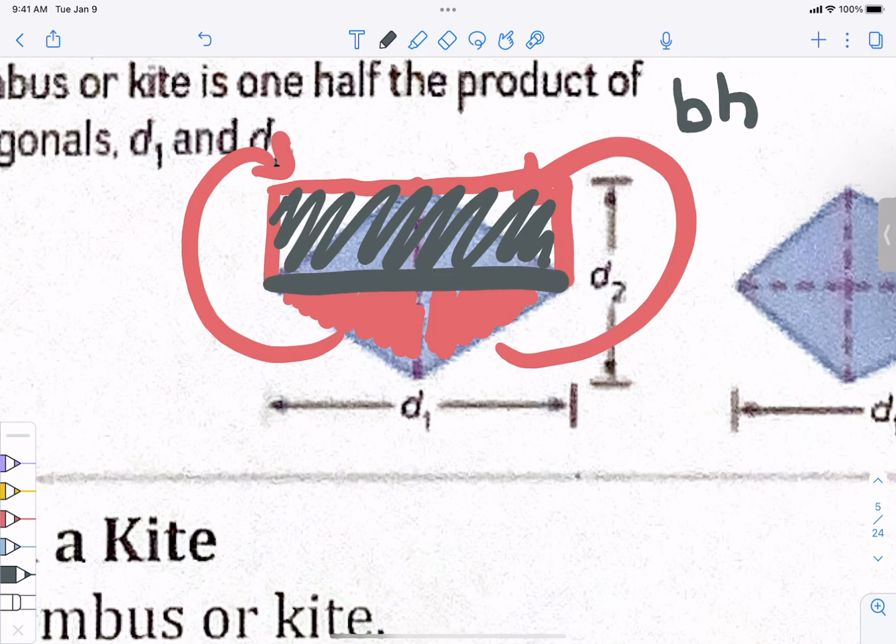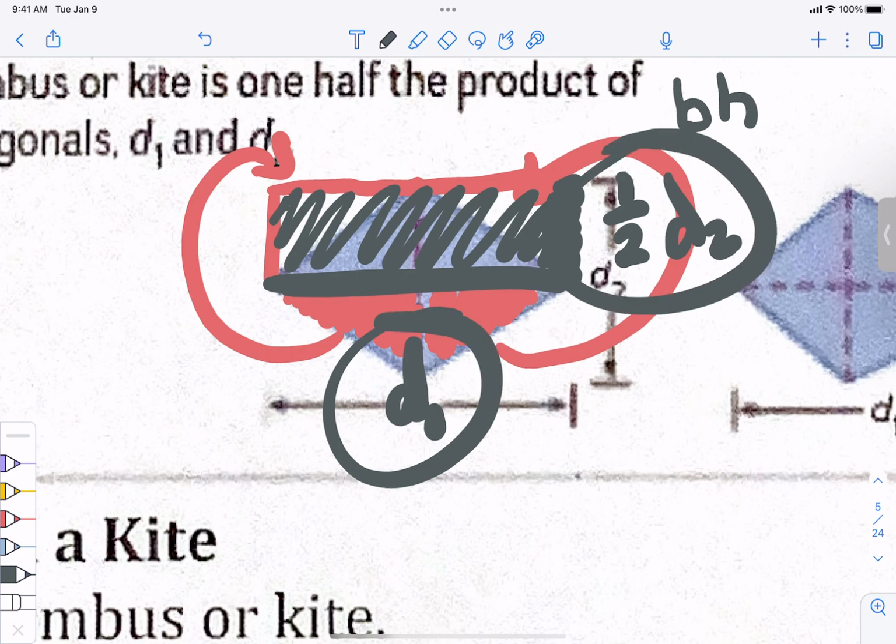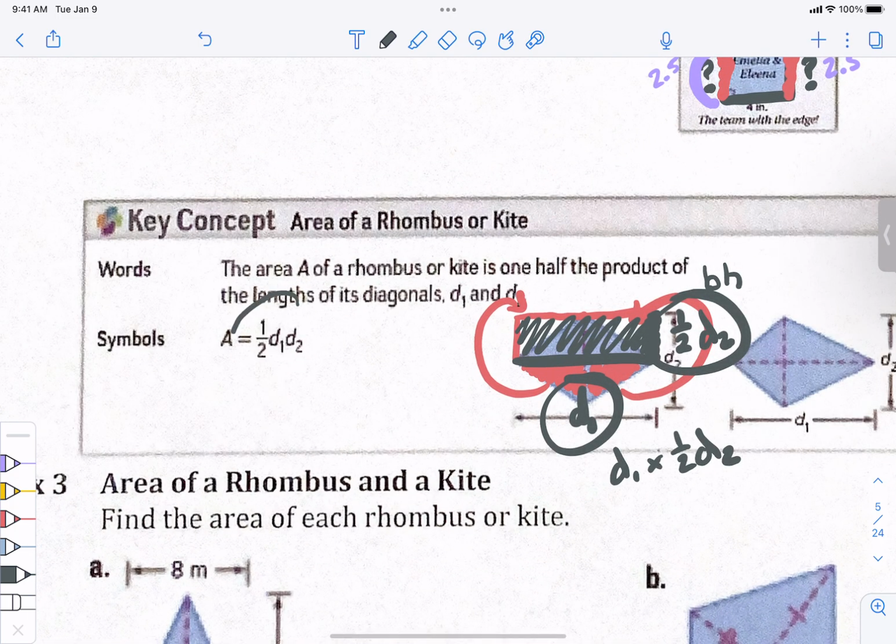Now, what is the base? What do they have the base labeled as? D1, which stands for diagonal 1, right? Okay, what's the height? What's this dimension right here? Half of D2, right? It's no longer the full D2 anymore. It's just half of the D2. So if I'm taking base times height, we're taking D1 times half of D2. Or their formula is 1/2 D1 D2. Yeah? 1/2 D1 D2. Okay?